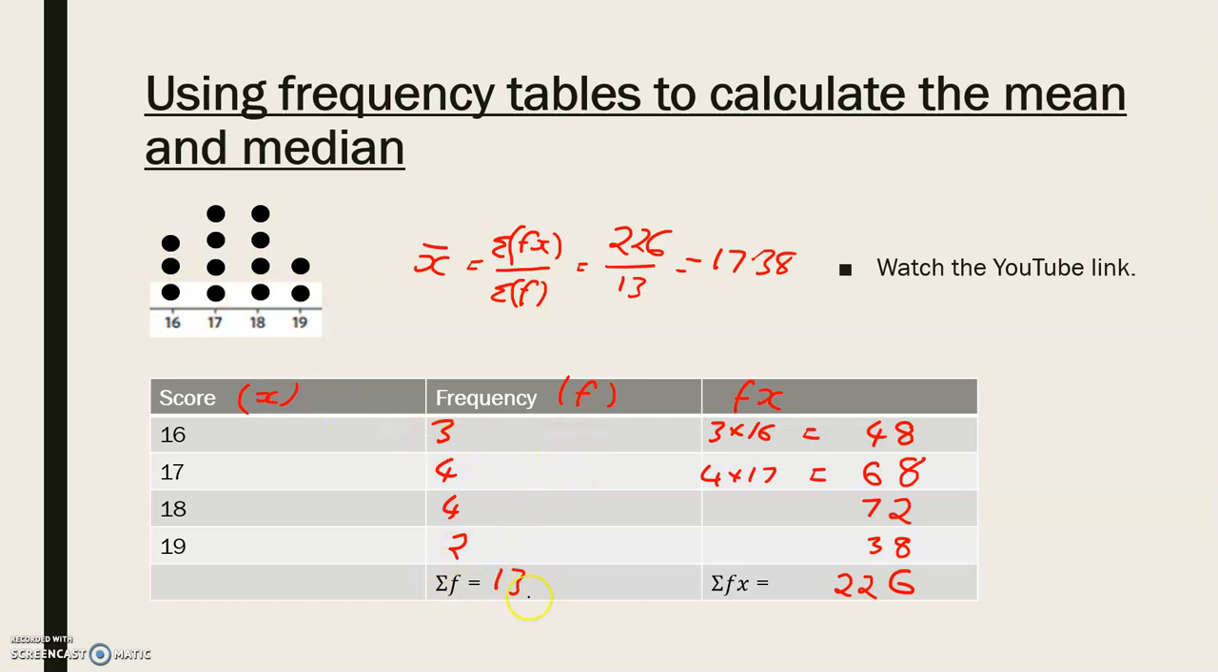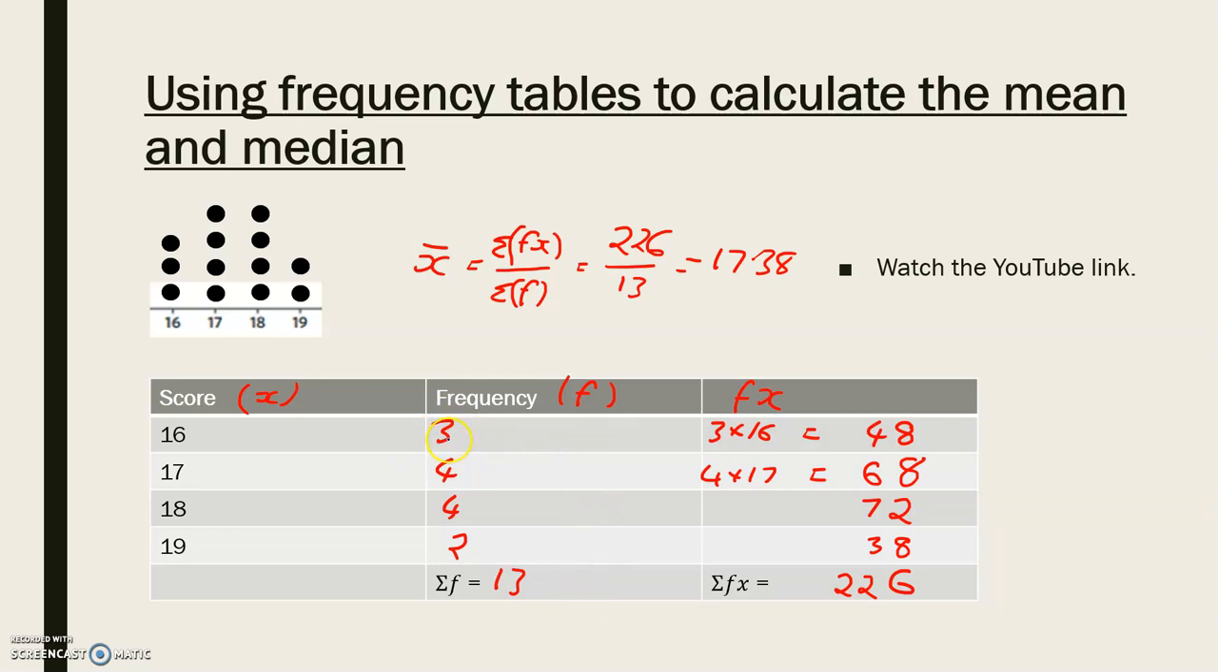Now here, if we know the sum of F is 13, that was the same as saying that we have 13 results or n equals 13. So 13 plus 1 is 14 divided by 2 is 7. So my 7th result will have to be the median. Now I can work this out here.